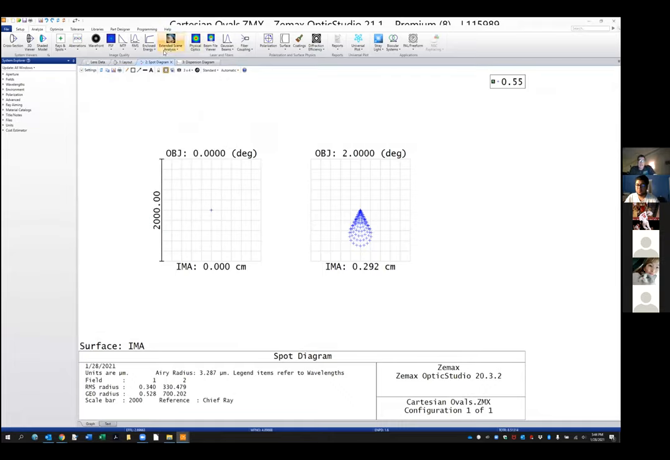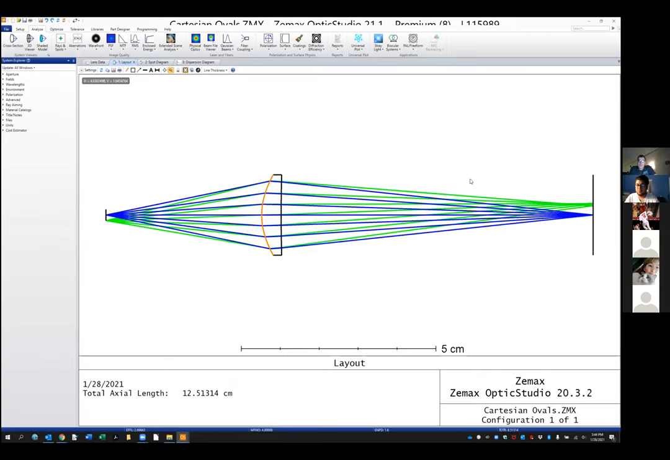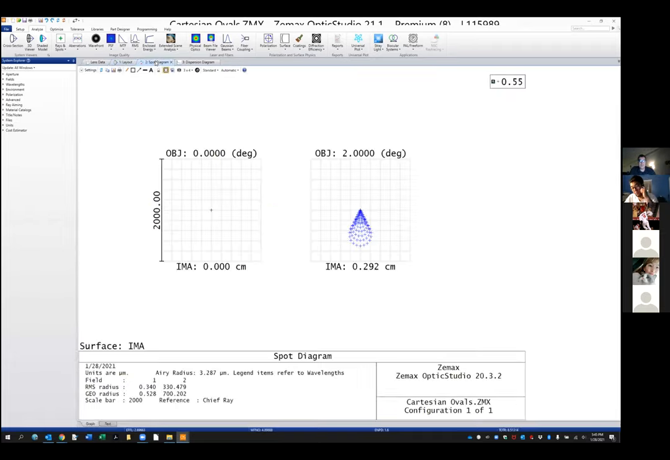What a spot diagram shows is basically a cross-sectional view, a view tilted 90 degrees, of the layout. If you look at this here, we're looking at the lens from the side, and we're looking at all of the rays from the side. Well, the rays are hitting a surface, okay? Imagine turning that surface and looking at it and seeing how they're spread out on that surface. That's what the spot diagram is.